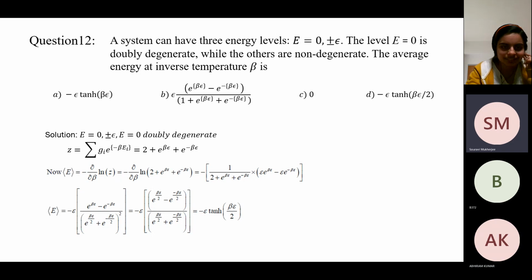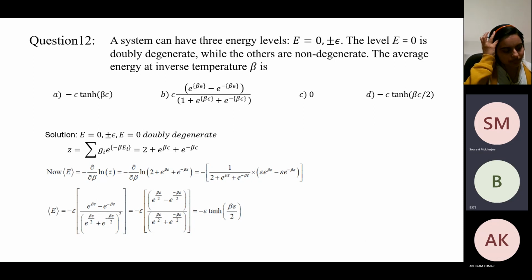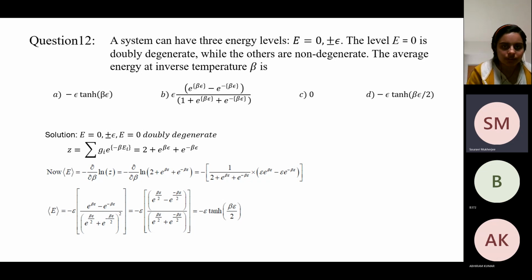Okay, it's okay. So this is the basic way of solving for the average energy if you know the partition function. Okay. So Anushka, you could understand where you went wrong, right, from the solution? Yes, I made a mistake while calculating the E. Okay, okay.